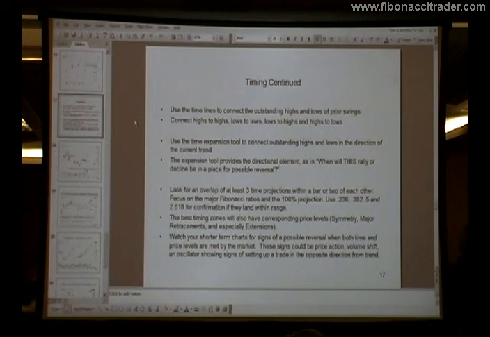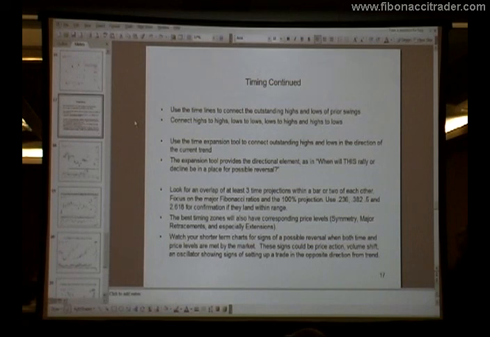The 2-point tool, the first one, the timelines. Connect highs to highs, lows to lows, lows to highs, and highs to lows. Basically, every time there was a swing, you want to click on the first pivot and drag to the second one. What you're looking for is a confluence. You're looking for a projection ahead in time where you have a bunch of these different lines line up.